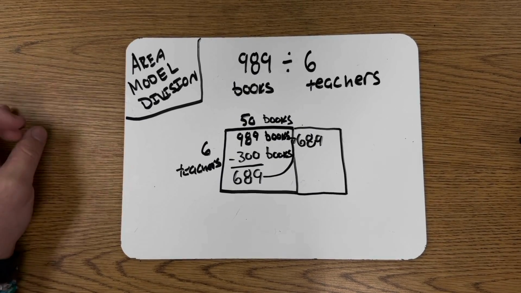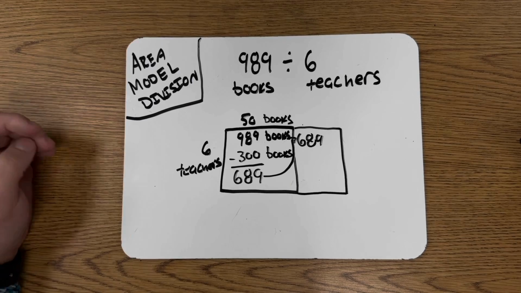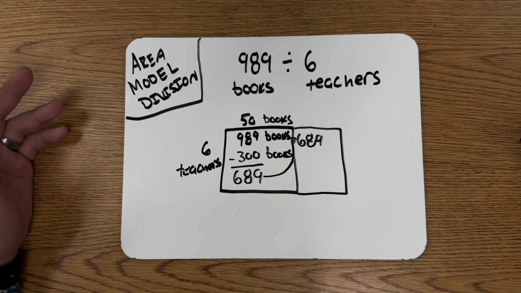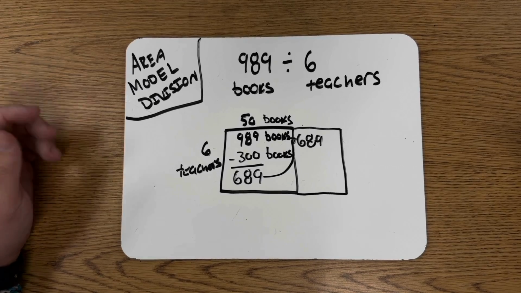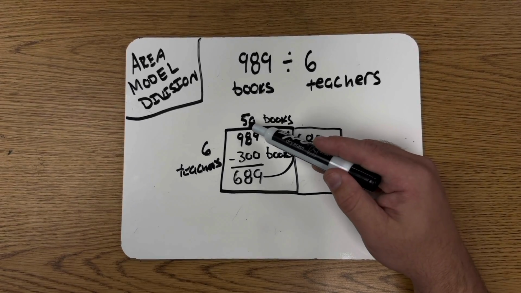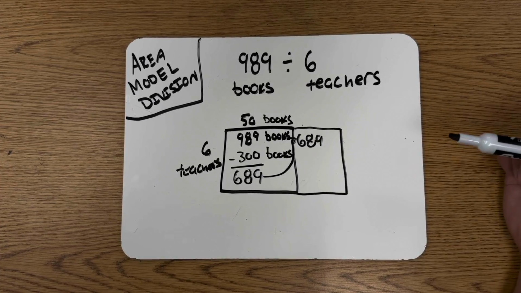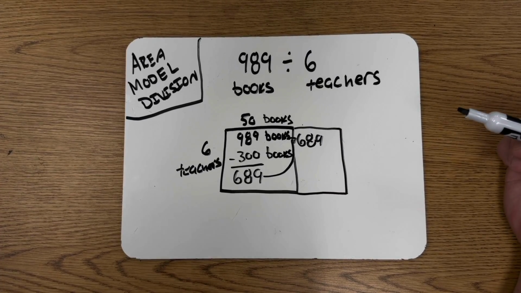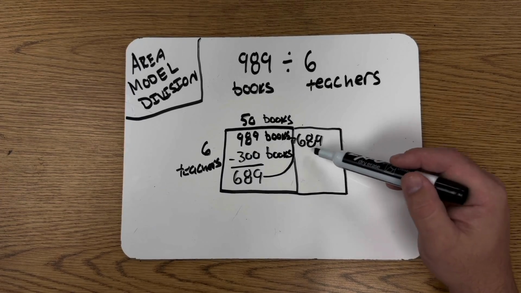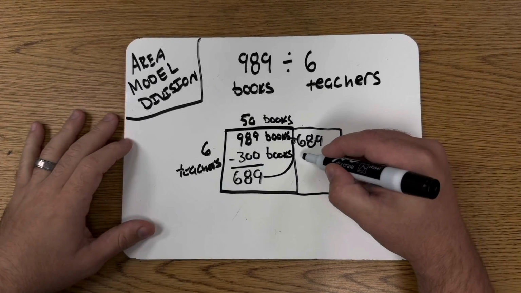But you know what? I'm running out of time. I need to get these done by the end of the day. And so I'm going to think about, how can I do this faster? Is there a more efficient way for me to be able to do this? And I look at this, and I say, well, okay, if 50 books was 300, I want to try and double that. That would be 100 books, and 6 times 100 is 600. I can do that. I have 689.